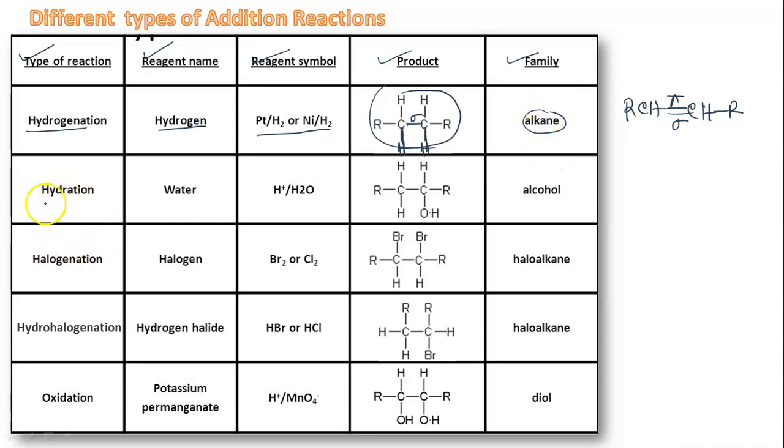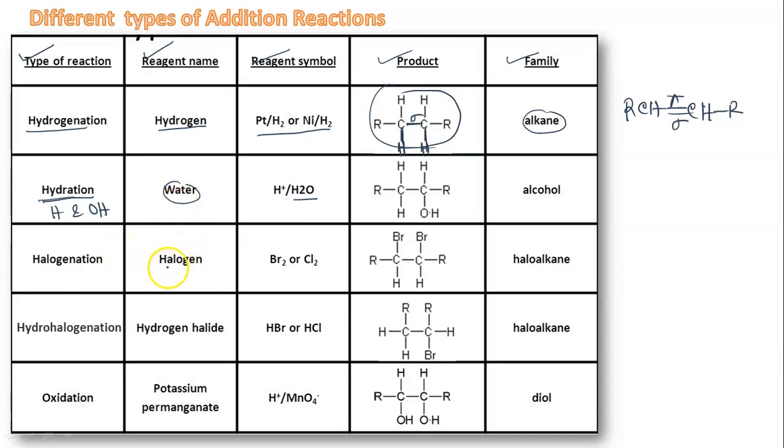And the next reaction is hydration. So here we are adding H2O in presence of H+, that is acid catalyzed hydration. So the reagent is water, and hydration means it is the net addition of H and OH. Okay, and as we are adding water, that is why the name of the reaction is hydration.